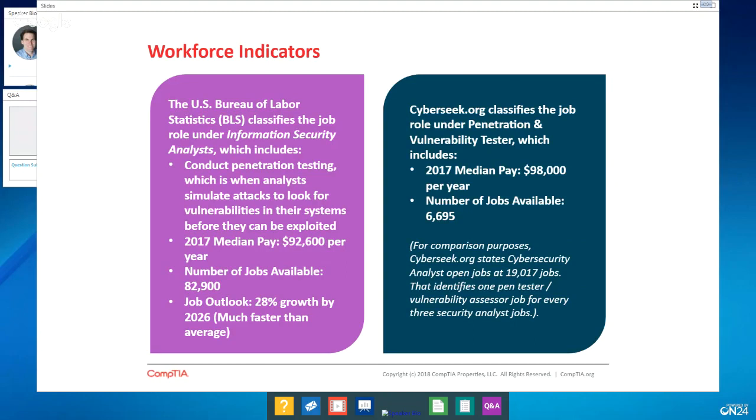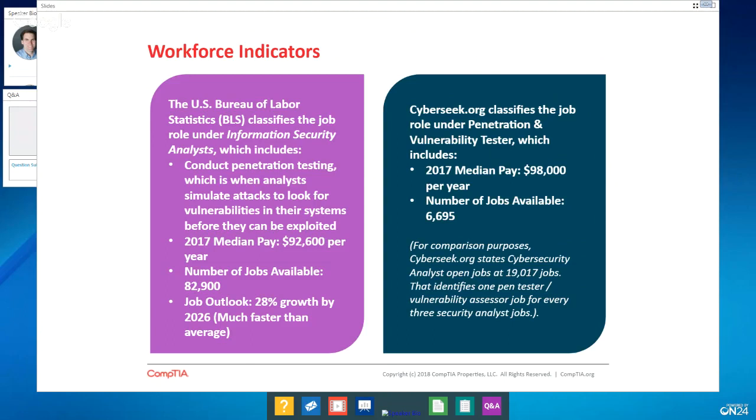Here's some of the indicators we've got. As I mentioned earlier, the U.S. Bureau of Labor Statistics classifies this under information security analysts. And so you'll see here what it states: conduct penetration testing, which is when analysts simulate attacks to look for vulnerabilities in the system before they can be exploited. The other thing is cyberseek.org, which we've helped create with NIST, the National Institute of Standards and Technology.